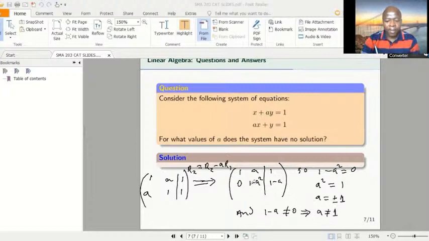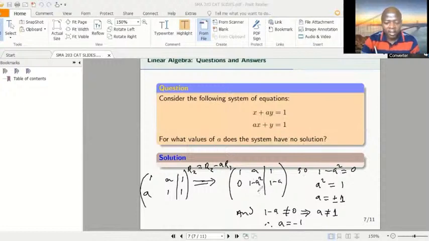So then the first condition told us that A can be either 1 or negative 1, but the second condition told us that A should not be 1, and therefore we are left with only one option for A. For this system to have no solution, A should be negative 1. So this is the answer.